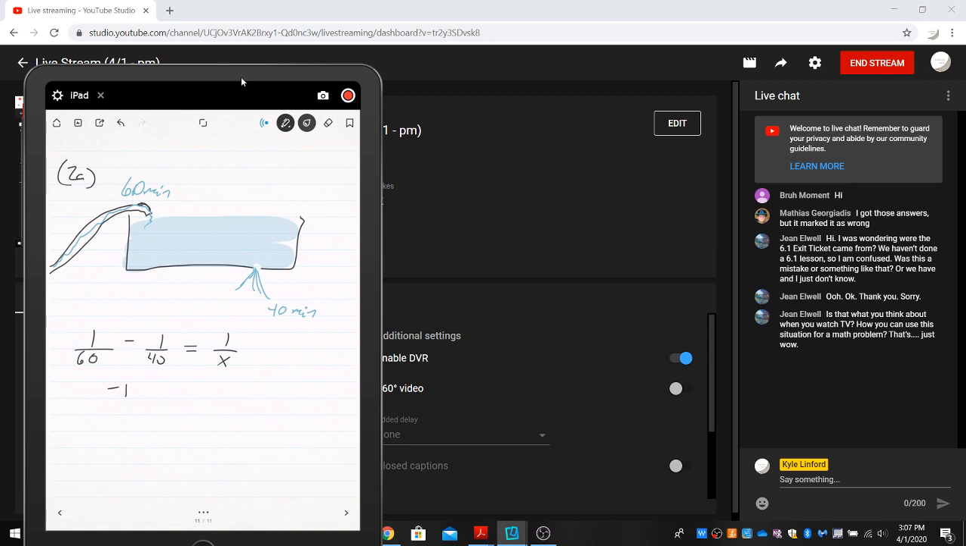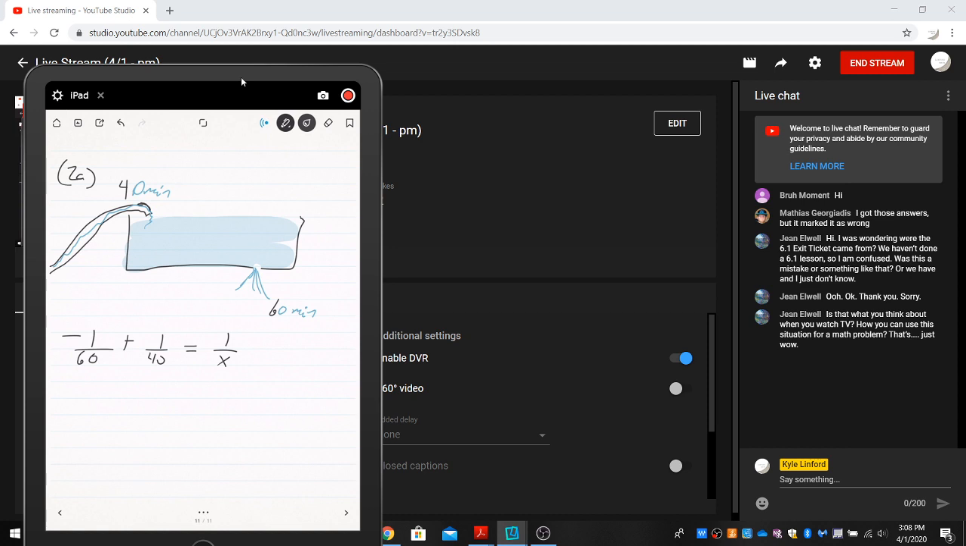Oops, wait a minute. I think I read the problem wrong. Oh, shoot. I read this problem wrong. It takes 40 minutes to fill and 60 minutes to drain. That should probably make more sense, right? The hole isn't that gigantic. So let me swap this around. It's negative 1/60 and positive 1/40. My bad on that. Sorry.